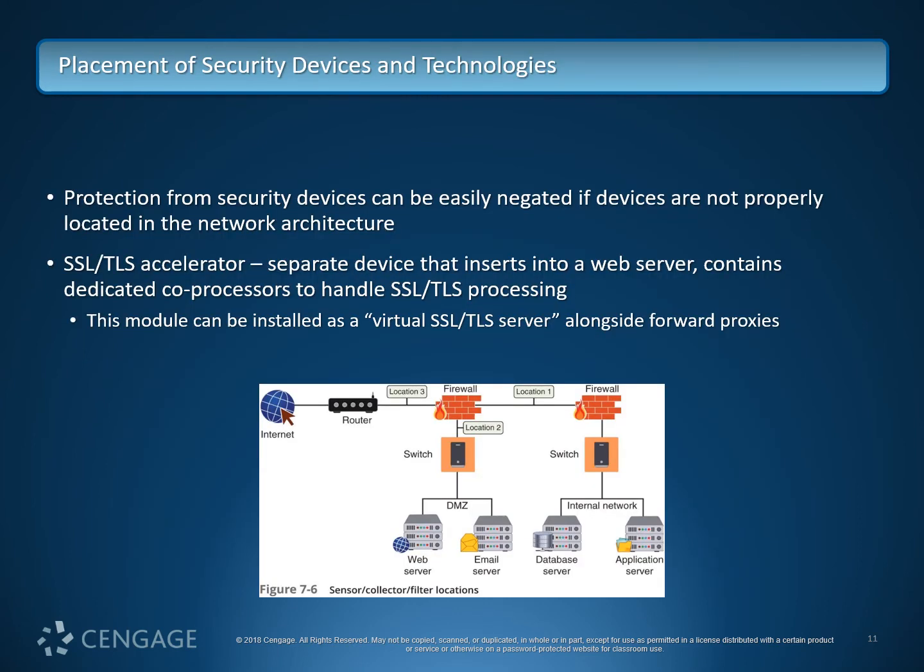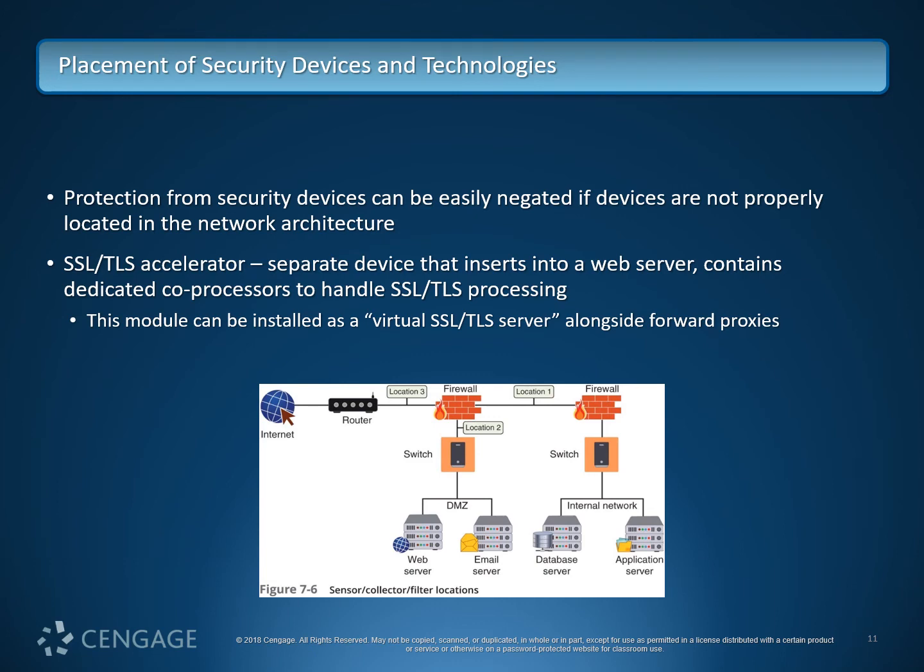The placement of devices is important. See here in figure 7.6, the structure of these things is set up very particularly because if we do not have devices properly located in the architecture, the protection they offer can be negated. Essentially, if you put a switch ahead of a firewall, that switch's traffic is going to be much more vulnerable than if you put it correctly behind the firewall.